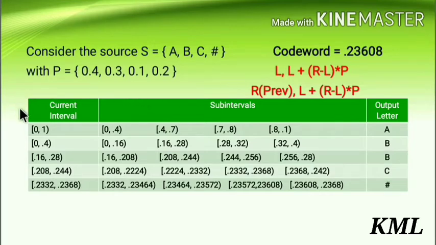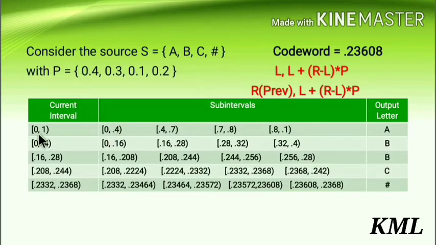Let's start. Make a table with 3 columns: current interval, sub intervals and output letter. First, take your initial interval as 0, 1. This is always fixed. Next, divide this interval into sub intervals. I have already shown you how to divide the interval into sub intervals, so if you have not watched the previous video, please watch it first. Here again I'll show you how to make the sub intervals quickly.